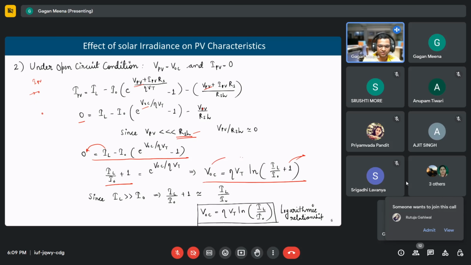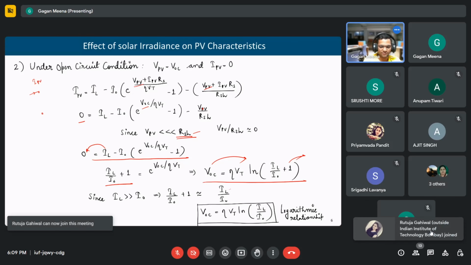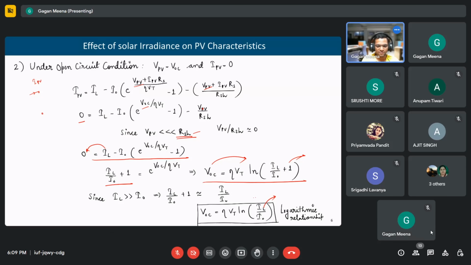So we can see VOC has a logarithmic relationship with the photogenerated current. So the increase in VOC with irradiance will be negligible. It will be very small because it follows a logarithmic relationship. That is why, if irradiance increases, then IL will increase more, but VOC will increase very little.